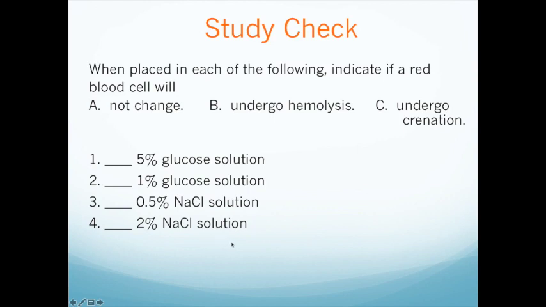So we just talked about all these. 5% glucose is, of course, isotonic, so there will be no change. A 1% glucose solution is hypotonic, so it will undergo hemolysis. A 0.5% sodium chloride solution is hypotonic, and it will undergo hemolysis. And a 2% sodium chloride solution is hypertonic, so it will undergo crenation.